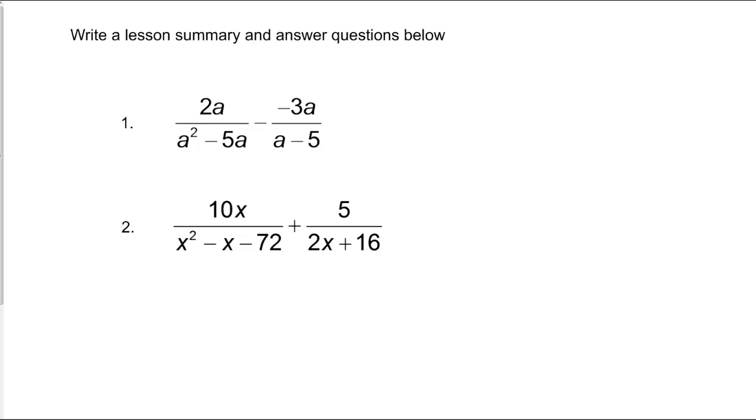So write your lesson summary, get these problems done. We'll chat more tomorrow. This stuff's getting a lot more difficult, I agree, but just take it step by step and you should be okay.